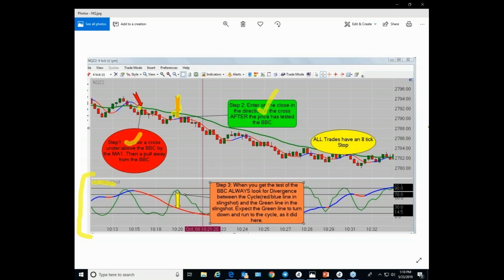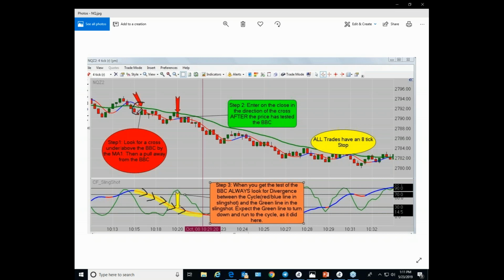So here are some buzzwords down below. The red and blue line here is referred to as a cycle, and the green line, nothing fancy about it, it's just the green line. Together, that's why the trade exists down here in the slingshot. What the cycle is telling us is that the market has bearish momentum. It's red. Look at the slope that it has on it. It's got a nice slope to it.